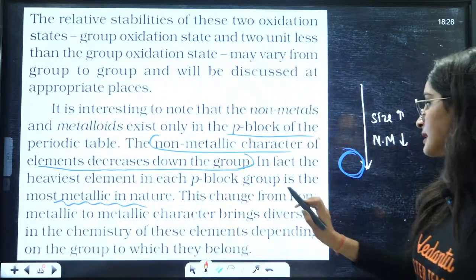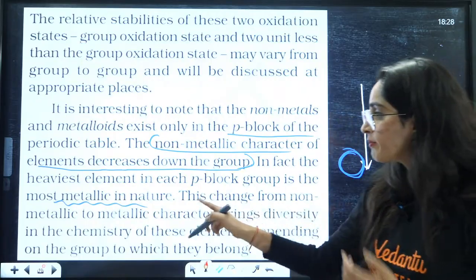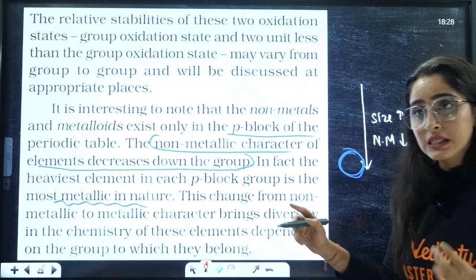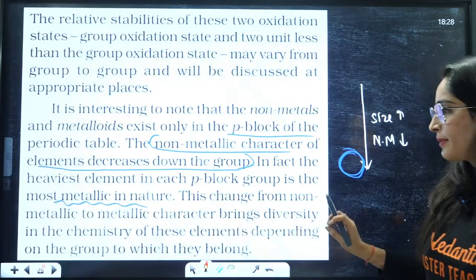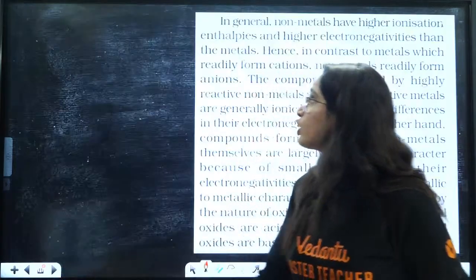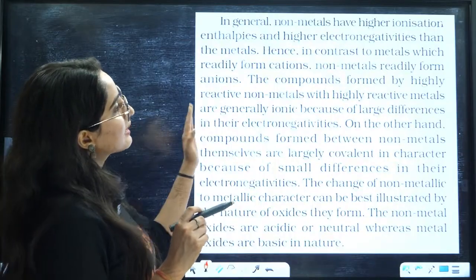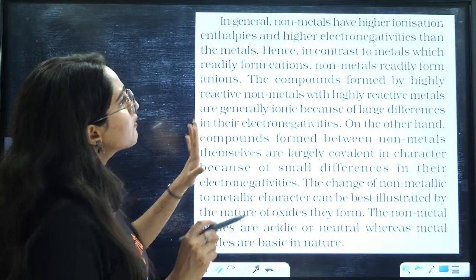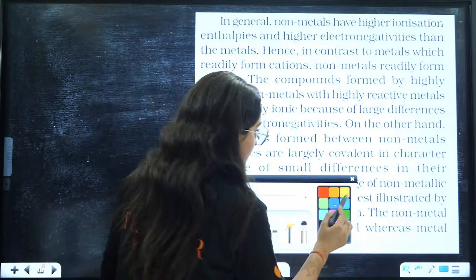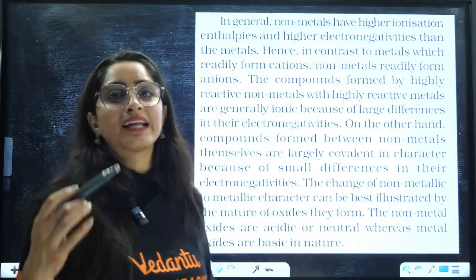Okay. Next is, this change from non-metallic to metallic character brings diversity in the chemistry of these elements depending upon the group here, right? So in general, non-metals have high ionization enthalpies. Now tell me, what was ionization enthalpy?